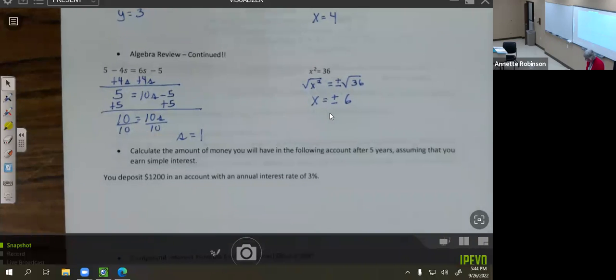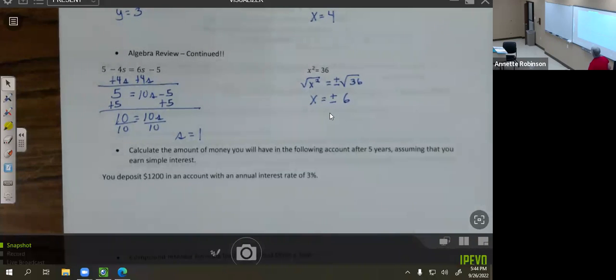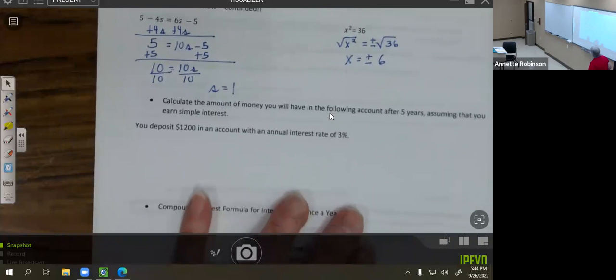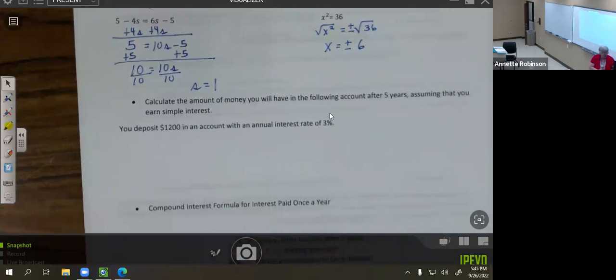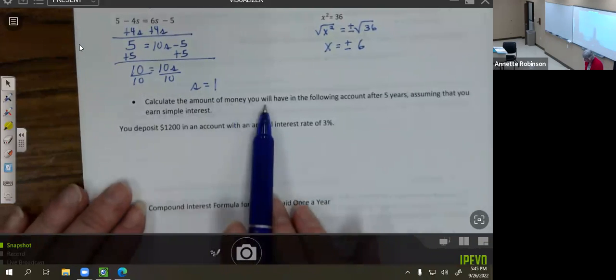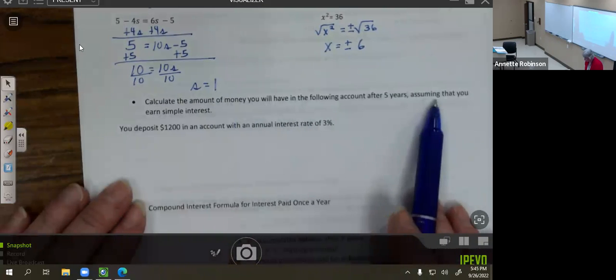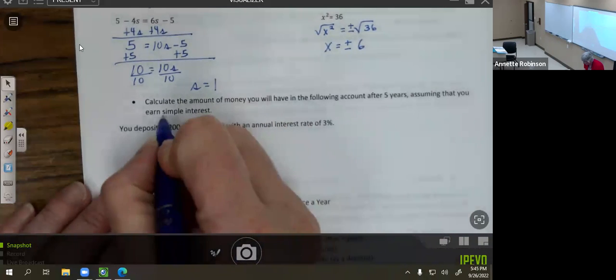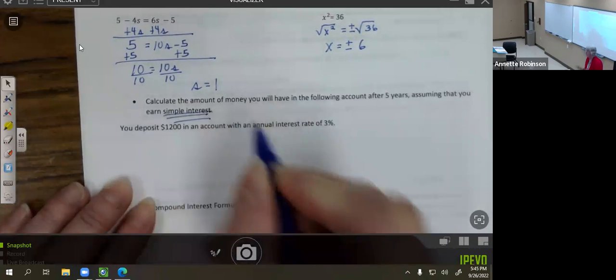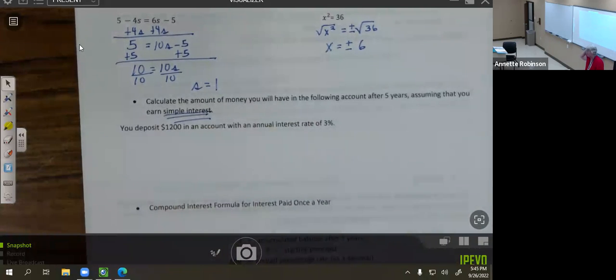All right. So what we're basically doing tonight is we're going to talk about interest, different types of interest. The first thing we're being asked about is to calculate the amount of money you have in the following account after 5 years, assuming that you earn simple interest. So our first formula we want to talk about is the simple interest formula.